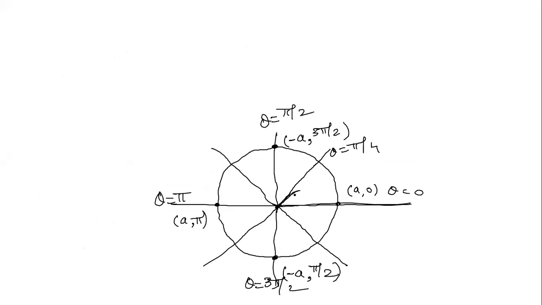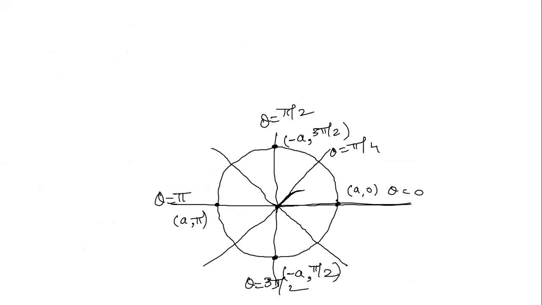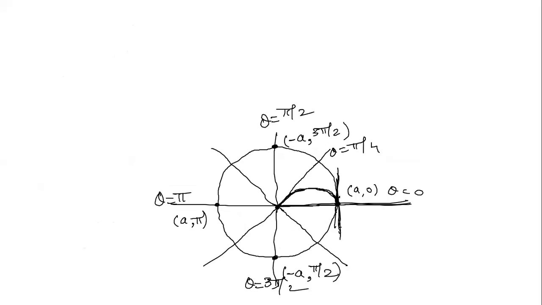So the curve will be something like this, and it will be coming at the point theta equal to 0 and r equal to a. And what is phi in this case? Phi is equal to pi by 2. That means the angle between the radius vector theta equal to 0 and the tangent is 90 degrees. So we must have this, and thus the curve must be like this. And we know that theta equal to 7 pi by 4 is another tangent at origin. So it will be like this, and it will be coming here. So this one loop has been drawn.